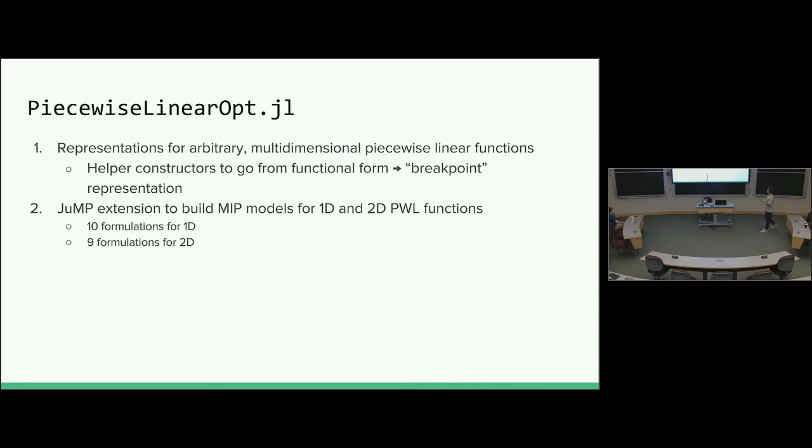The second part is a JuMP extension that builds mixed integer linear programming models for one-dimensional and two-dimensional piecewise linear functions. So I'll talk a little bit at the end about extending this to higher dimensions. But like I said, there are 10 formulations for the one-dimensional case. I have 9 for the two-dimensional case, and there's a couple more that I haven't implemented yet that will go in at some point.